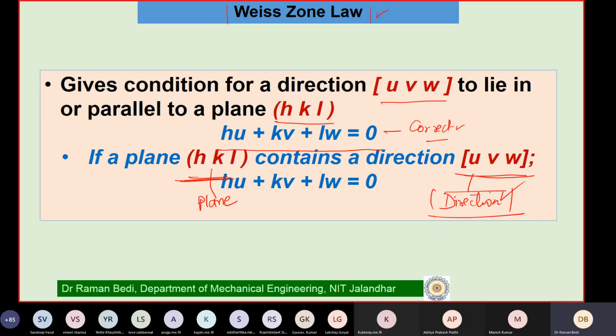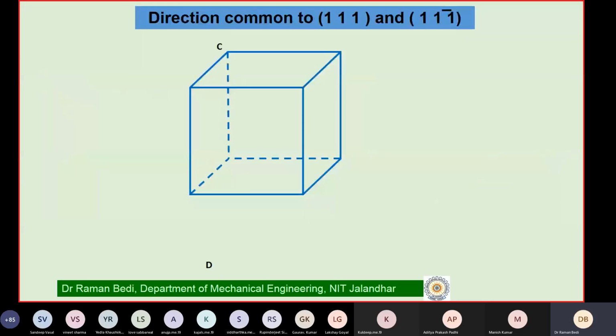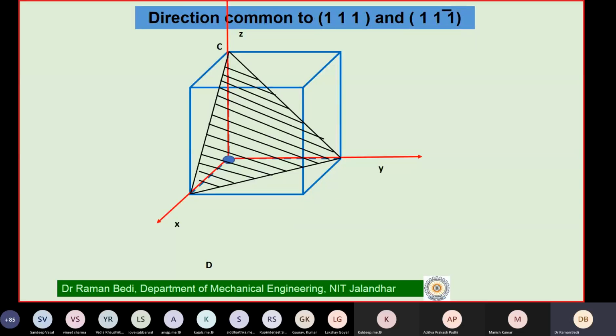So we are saying that this is what we refer to as the equation for the V-zone law, which tells me that if a direction is contained in a plane, then HU plus KV plus LW must be equal to 0. Okay, what is the graphical meaning of that? Let us say I have this black plane shown here.